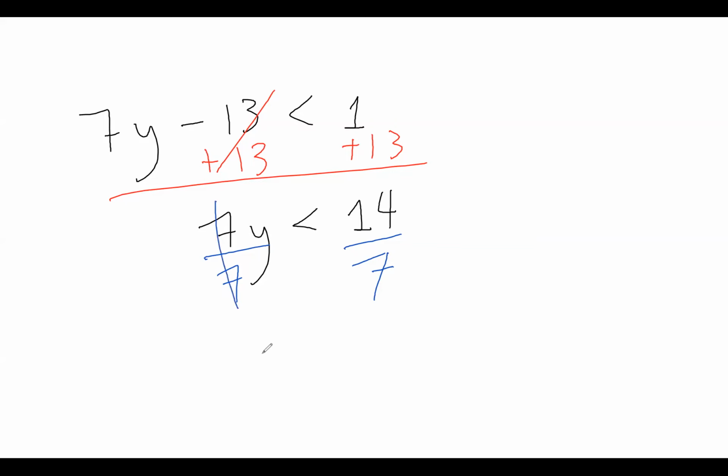Cancel out the 7s. Y is still less than, and now 14 divided by 7 is 2. So y is less than 2. Okay, that's our solution. Now let's draw it on a number line.